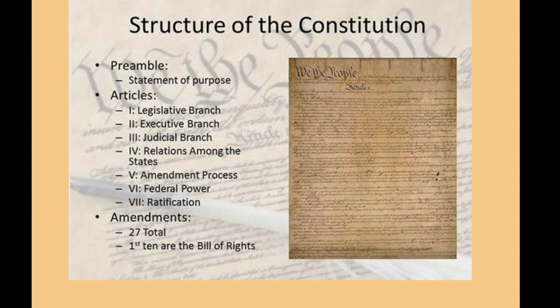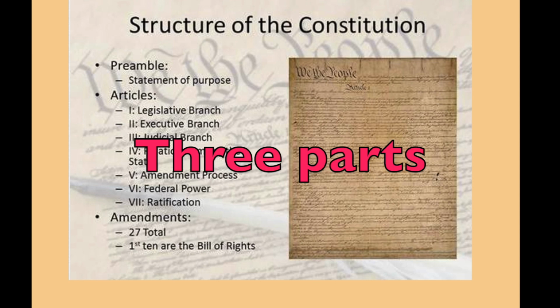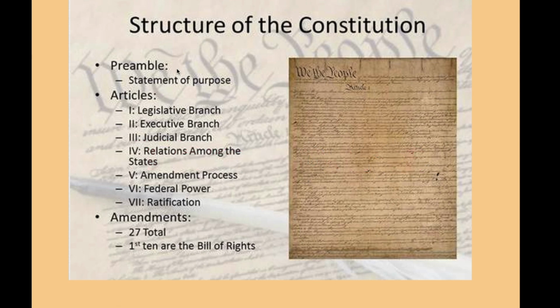So the Constitution is divided into three main parts. The first part is the Preamble, which is the statement of purpose. The second part, the body, the articles. There are a total of 7 articles. As you can see, Article 1 is about the legislative branch. Article 2 is about the executive branch. Article 3 is about the judicial branch.